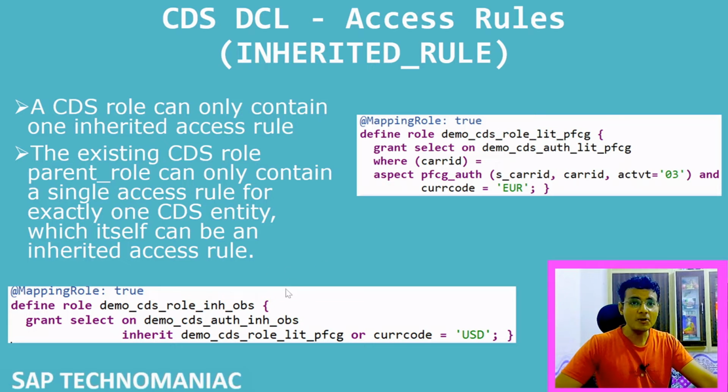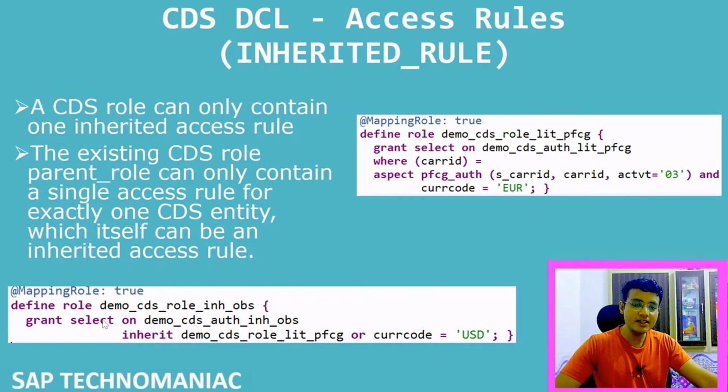Now they want to use this particular access control in some other access control. So they have created a different access control on another CDS entity. Why have they created another CDS entity? Suppose they have used this CDS entity inside this CDS entity. I want to inherit the condition of this CDS entity inside this other CDS role as well, because I'm using this CDS entity, I want to use the role of that particular CDS entity as well.